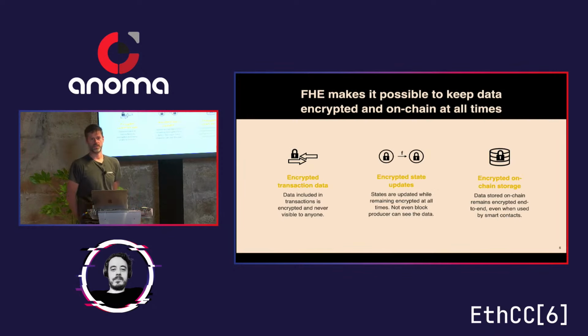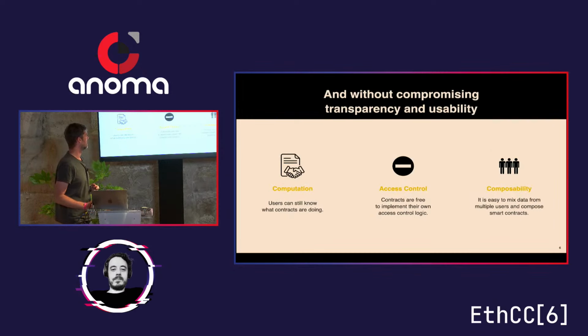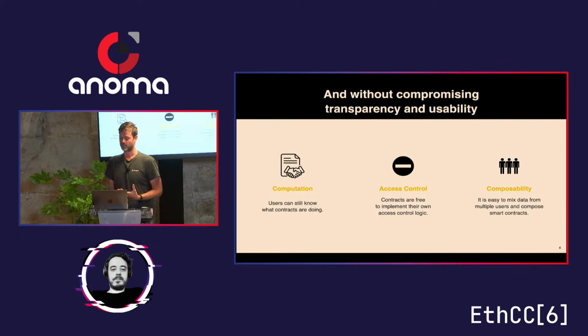In the context of blockchains, this makes it possible to take input from the user, send it to the blockchain encrypted, have the blockchain process this data while it remains encrypted, and keep it stored on the blockchain at all times. We can do this without compromising transparency and usability. In other words, we don't have to hide what computation is being done, so users can still inspect the smart contract, still see what kind of logic it's executing. They just can't see the data that it's computing on.